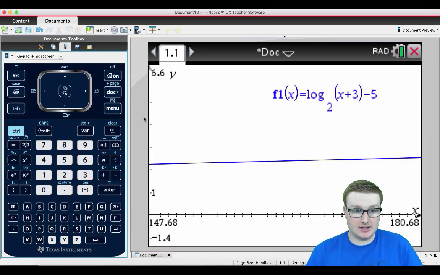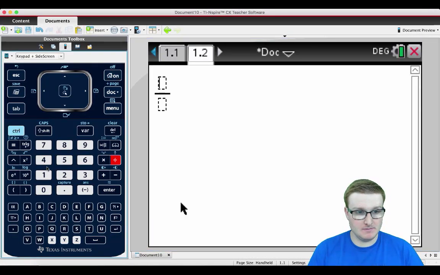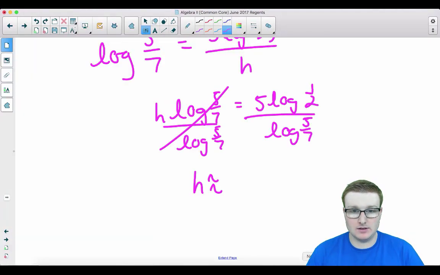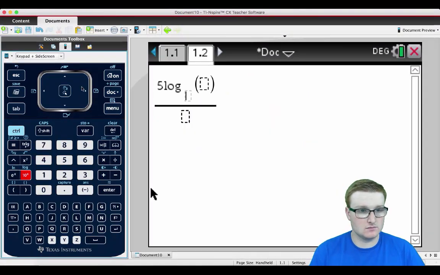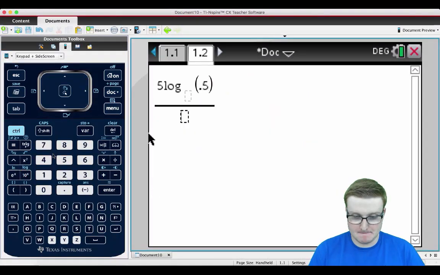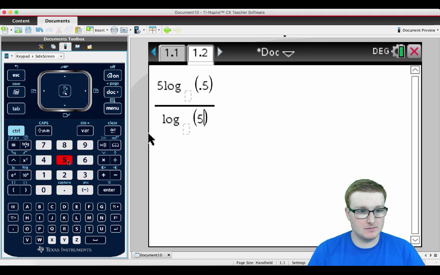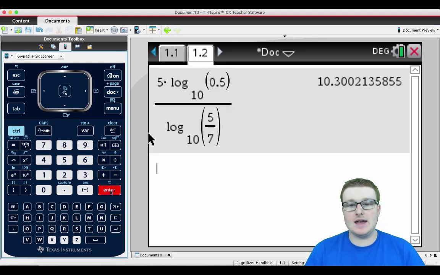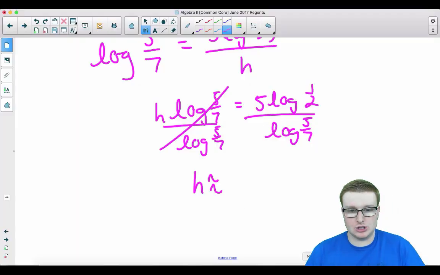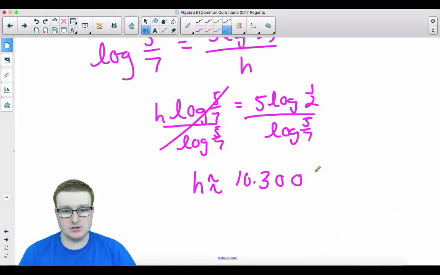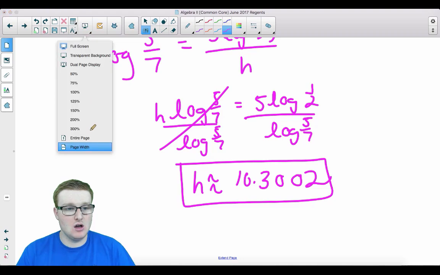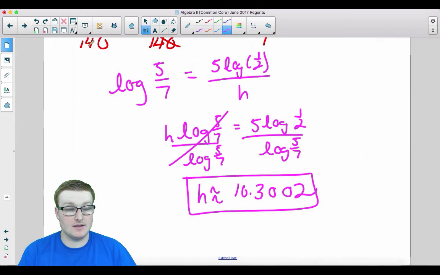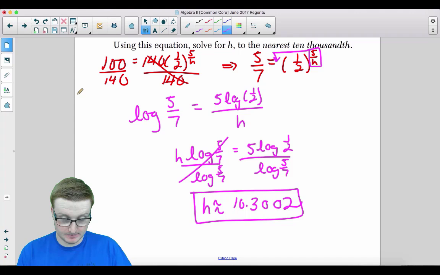So I'm going to type that into my calculator. 5 log of a half divided by the log of 5/7. And we get 10.3002. That, ladies and gentlemen, is your value of H for that part. Okay, that's how you do that part of the question.